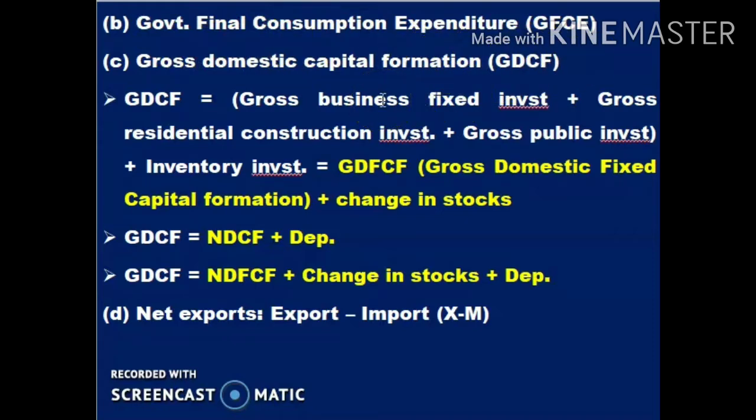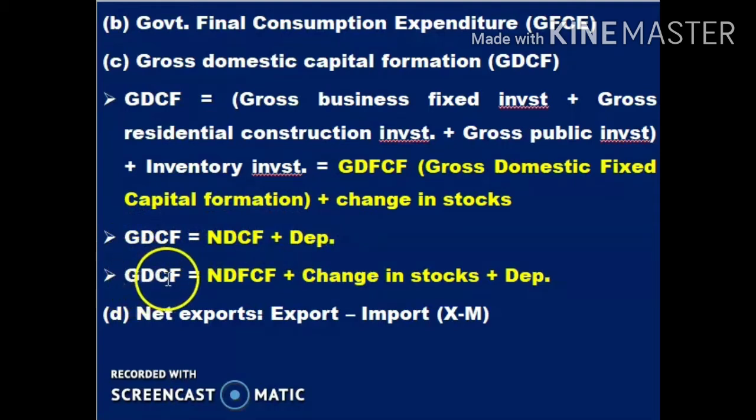If GDCF is not given, it will be given in split steps: GDCF equals gross business fixed investment plus gross residential construction investment plus gross public investment plus inventory investment. Otherwise it will be given as gross domestic fixed capital formation, to which you add the change in stock, and then you get GDCF. If NDCF is given, you have to add depreciation to convert net to gross.